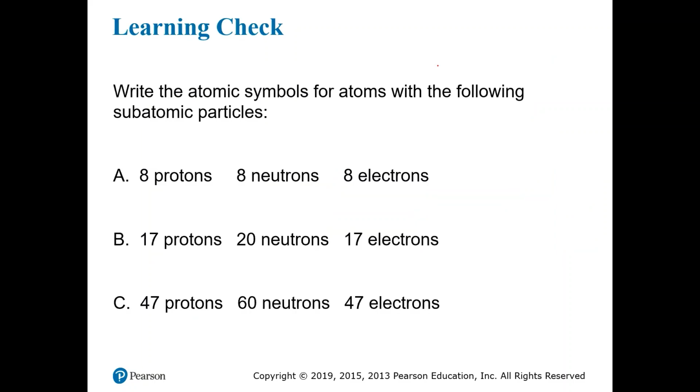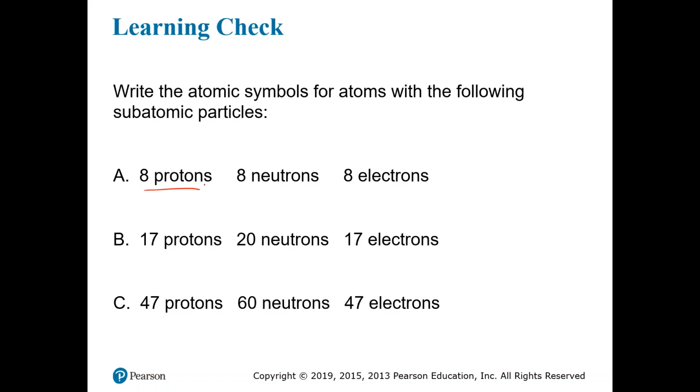Now what happens if, instead of having the isotope symbol in front of us, we're just told the particular subatomic particles that make up the atom that we're looking at? In that case, we need to be able to recreate the atomic number and the mass number in order to write down the appropriate isotope symbol. So here's an example of that. Write the atomic symbol for atoms with the following subatomic particles.